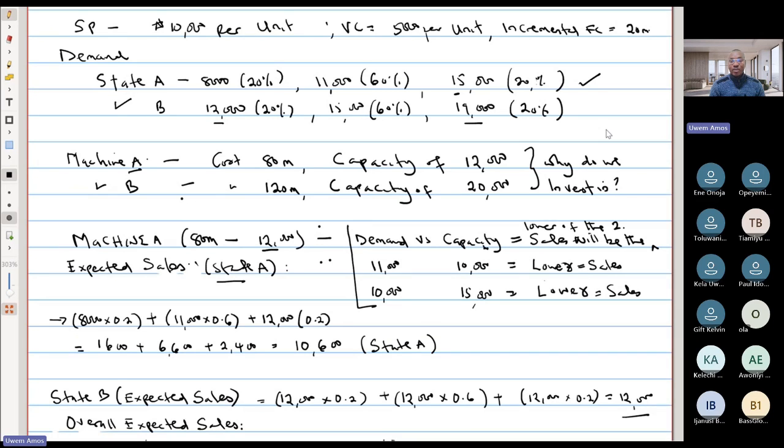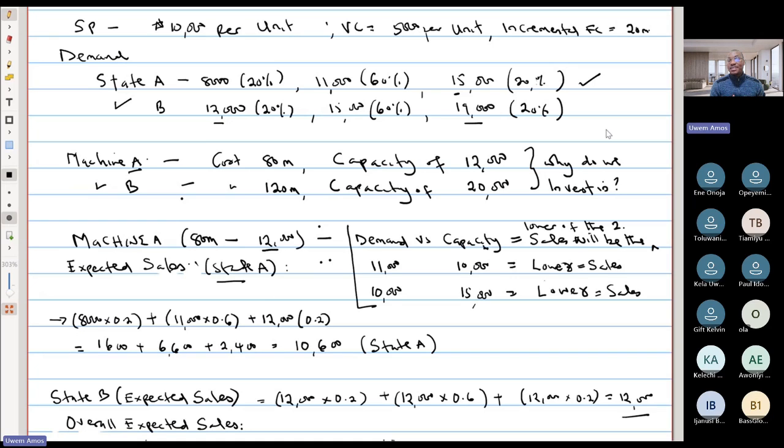No, don't mix it up. We have two machines, machine A and machine B. We are in machine A now. Now, whether you buy machine A or you buy machine B, you will definitely use that machine to produce something, right? And you're going to sell.